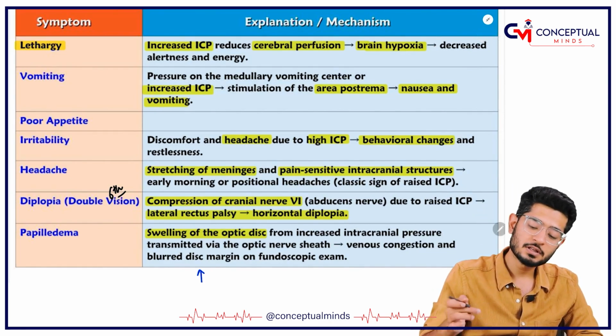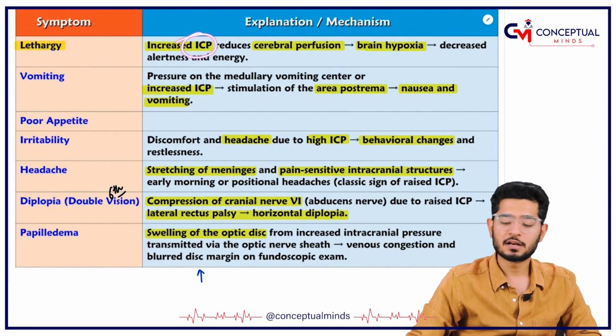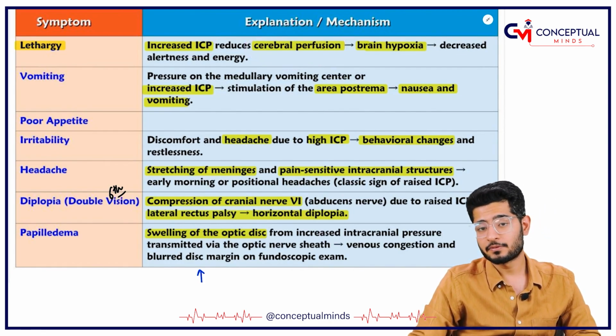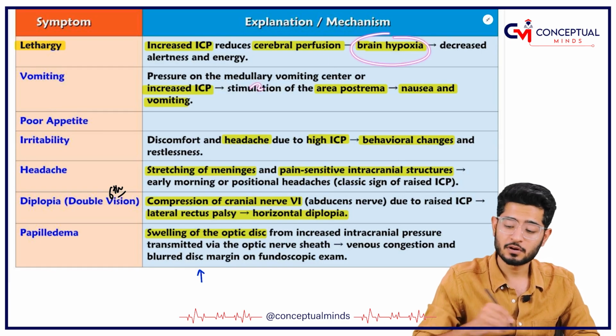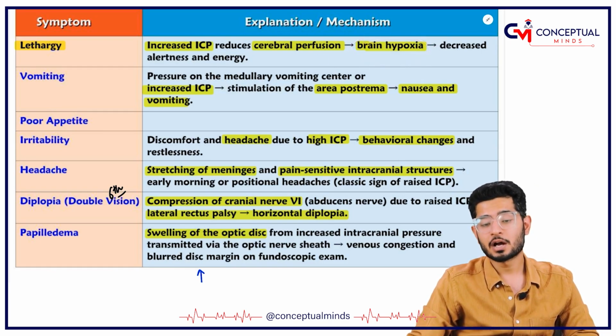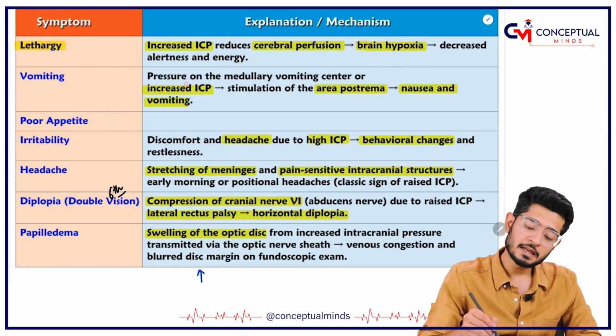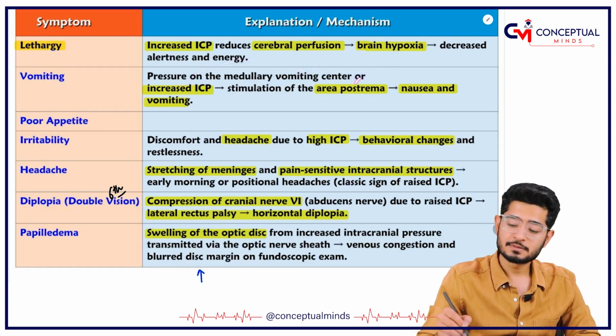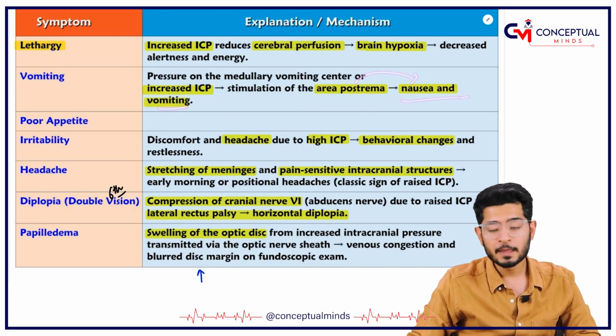Now why is there lethargy? See, because of increase in the intracranial pressure, there is decrease in the cerebral perfusion, and since the cerebral perfusion is less, it is responsible for causing brain hypoxia. Coming on to why there is vomiting. Increase in intracranial pressure is going to stimulate the area postrema, and that is responsible for causing nausea and vomiting.